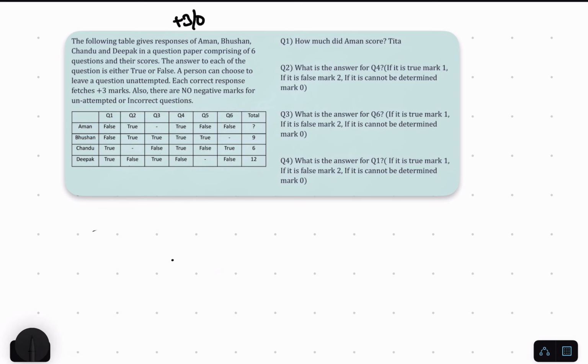Okay, there is no negative marking. So basically, their attempts are given, and these are the questions they haven't attempted. So in this we have to make cases. And for such questions, this is the table of questions attempted and wrong.